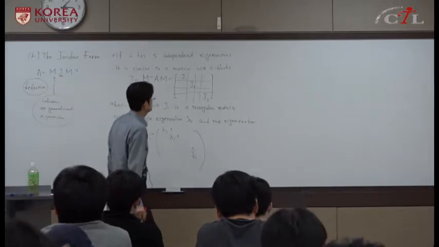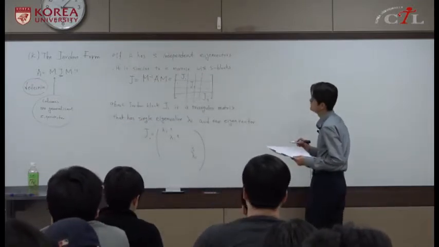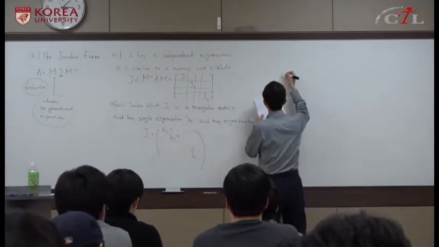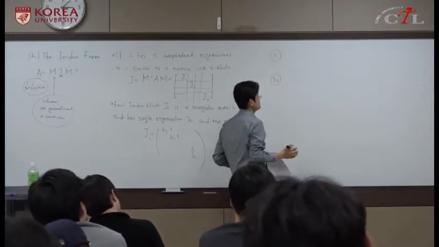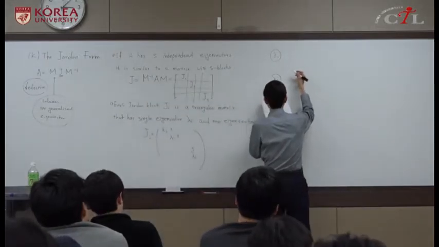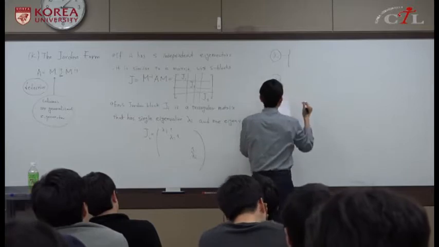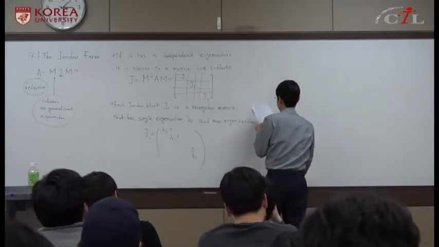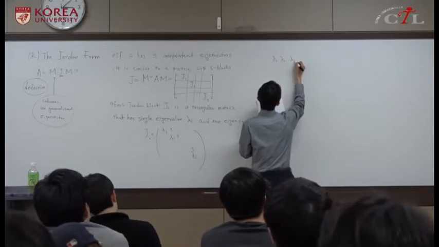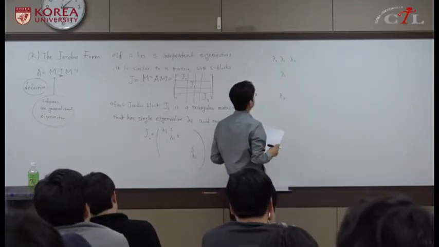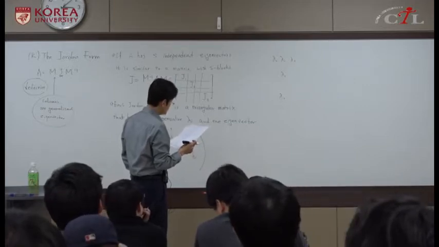Okay. For example, let's say there are two eigenvalues, lambda 1 and lambda 2, and the first eigenvalue has, let's say, two eigenvalues, lambda 1 and lambda 2, repeated four times.